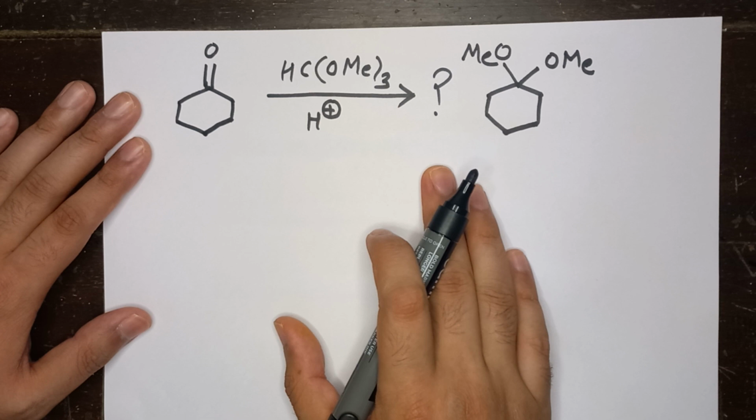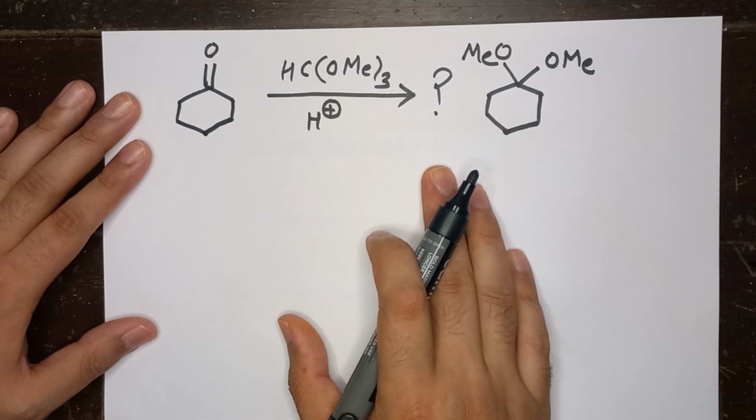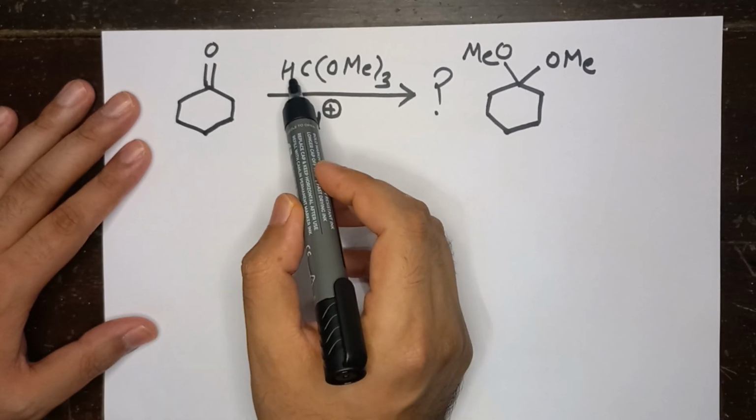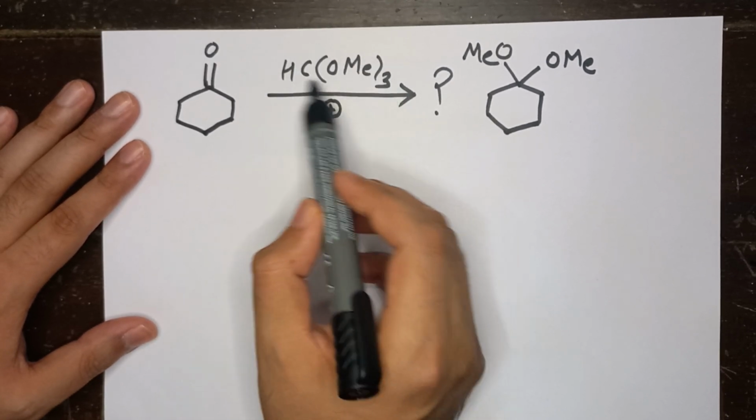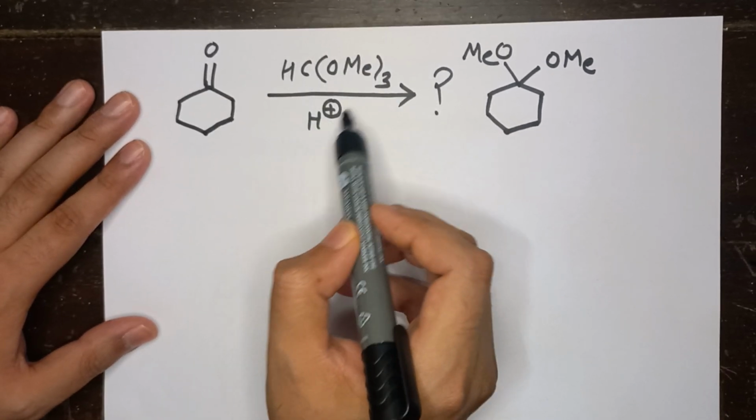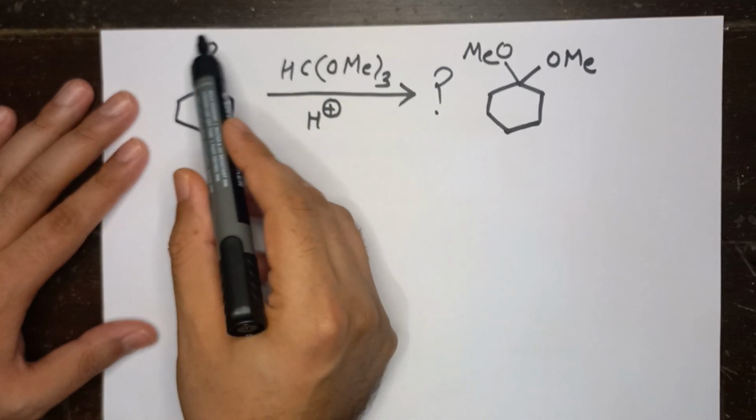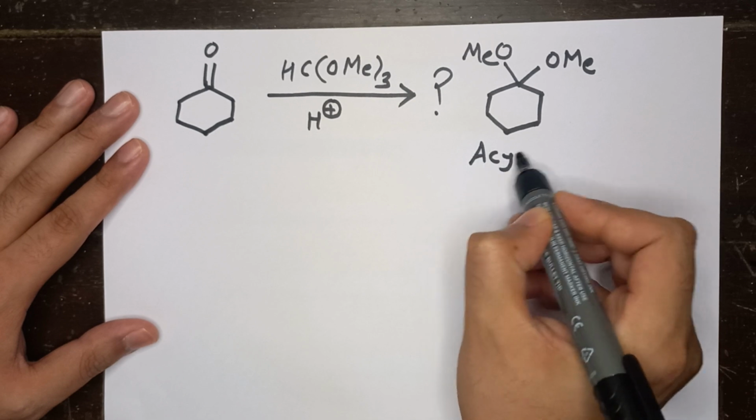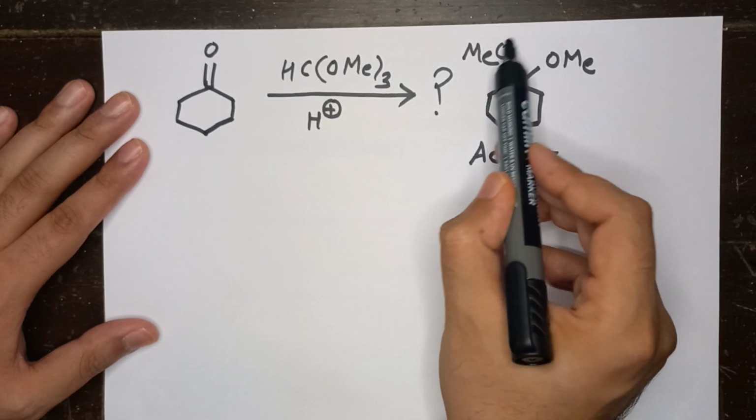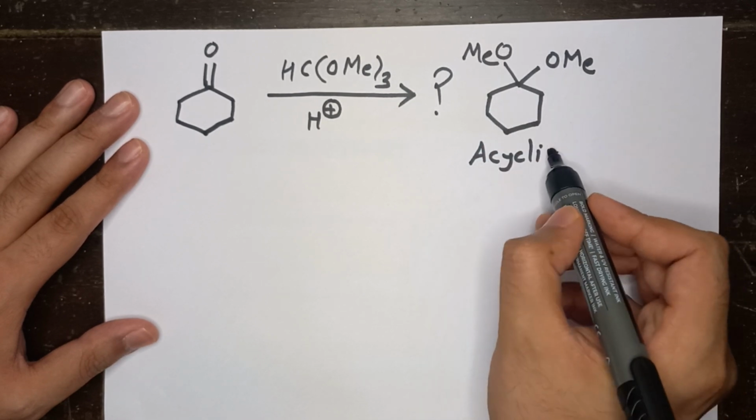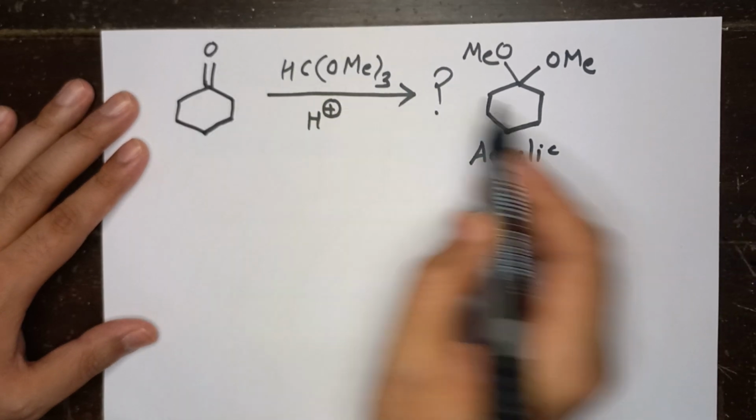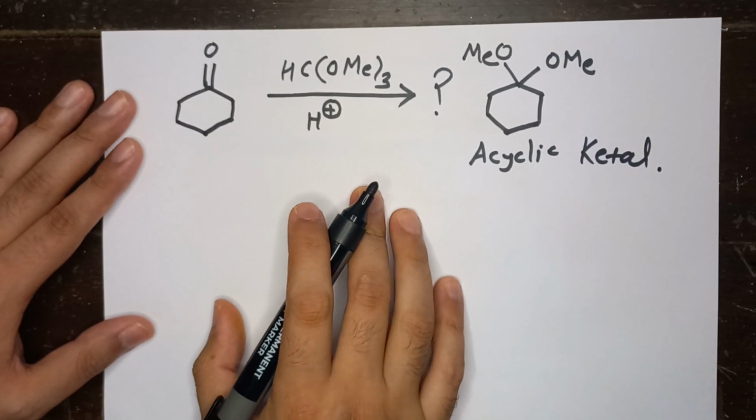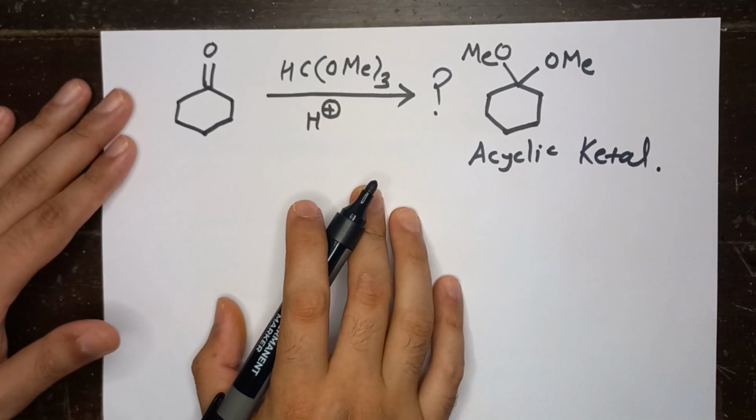So feel free to pause the video and try to solve this reaction mechanism where you are reacting cyclohexanone with this trimethyl orthoformate in presence of a catalytic amount of H plus ions, and you are protecting your ketone by forming an acyclic ketal. So this is not a cyclized one, this is an open one. So feel free to pause the video and try the mechanism for this reaction.